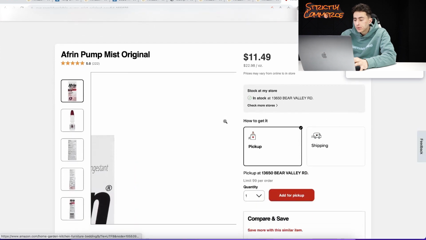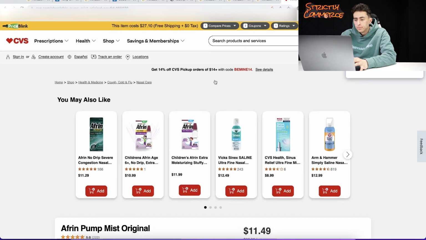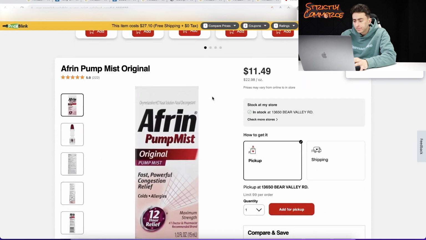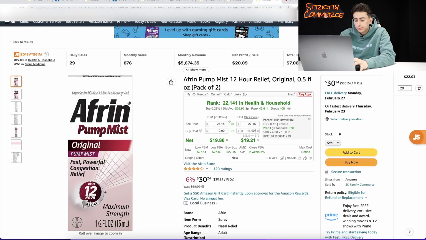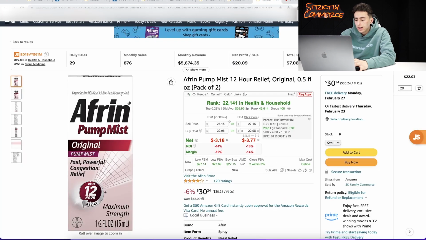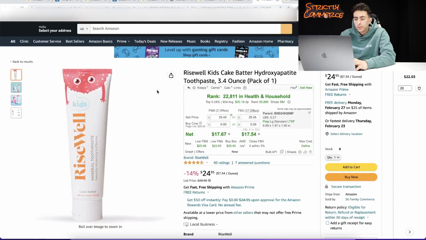So we can get 14% off with the code BMINE if we picked up. So $11.49 times 2 times 0.86 for the 14% off. We're still negative, so we're going to move on. It's probably only good from Walmart.